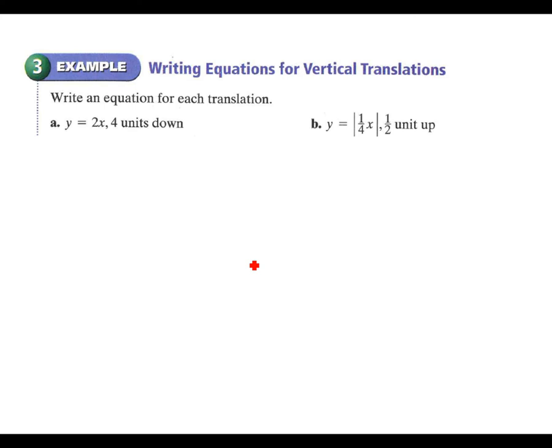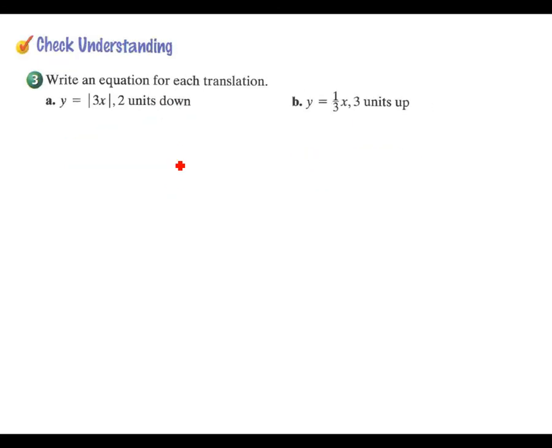Alrighty, so now let's go the other way. They're going to tell us in words what to do. Can we write an equation? So y equals 2x. We're going to go 4 units down, so we just throw a -4 on there. It's just that simple. Y equals absolute value of 1/4 x. We're going to go half a unit up, plus half a unit. All right? Vertical translations just get tacked on to the end. I think you can do it for understanding check number 3.